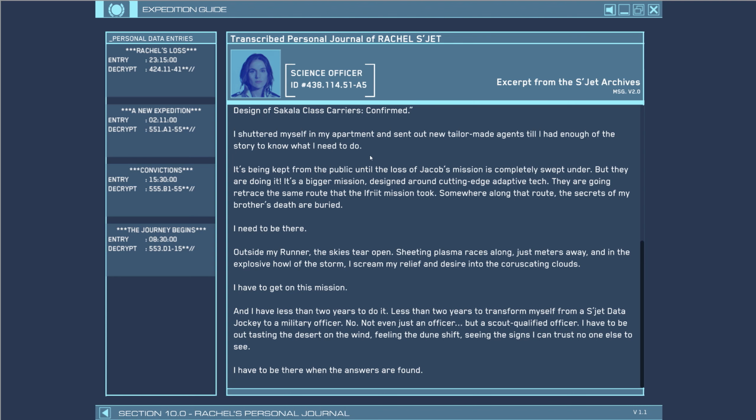Less than 2 years to transform myself from a Sajet data jockey to a military officer. No, not even just an officer, but a scout-qualified officer. I have to be out tasting the desert on the wind, feeling the dunes shift, seeing the signs I can trust no one else to see. I have to be where the answers are found.